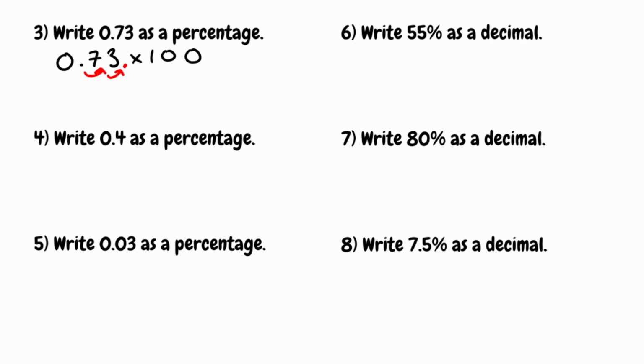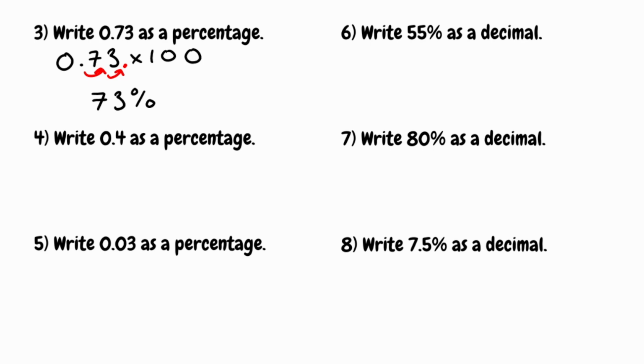So rewriting those digits, we technically have 73.0, but we can just leave that as 73. And that is now our answer as a percentage. So 0.73 as a percentage is 73%.